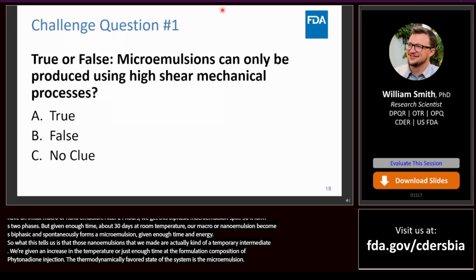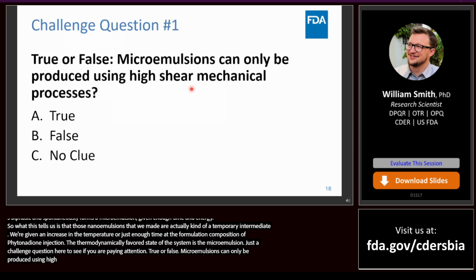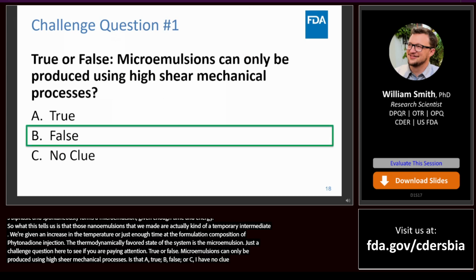Just a challenge question here too, to see if you're paying attention. True or false, microemulsions can only be produced using high shear mechanical processes. Is that A, true, B, false, or C, I have no clue? This, of course, is false.